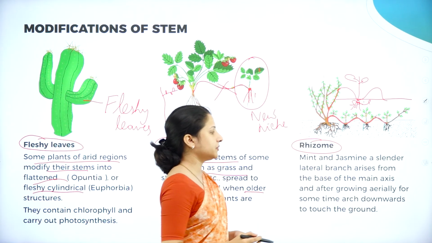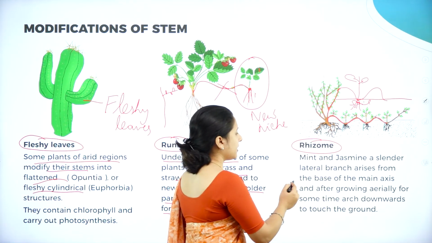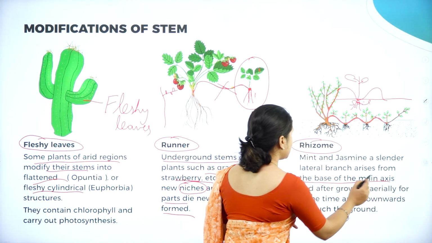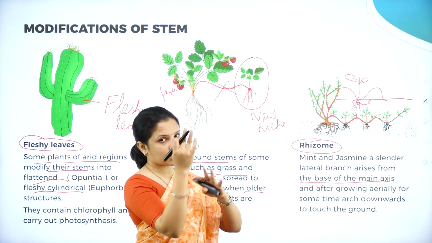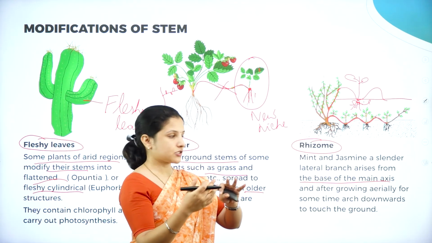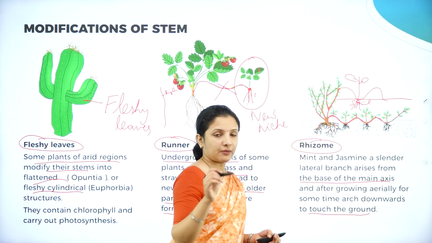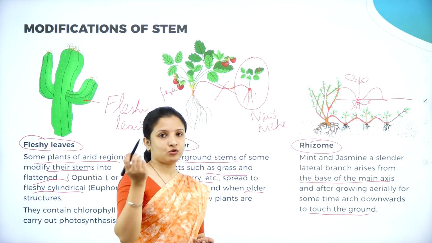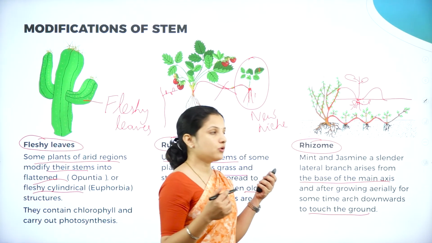So in mint and jasmine, a slender lateral branch will arise from the base of the main axis, and after growing aerially, what happens? They will start to bend, and wherever they touch the ground, there the roots will start to form, and from the roots again the stem will arise and a new plant will develop. So this is one of the best modifications, that is, into a rhizome.